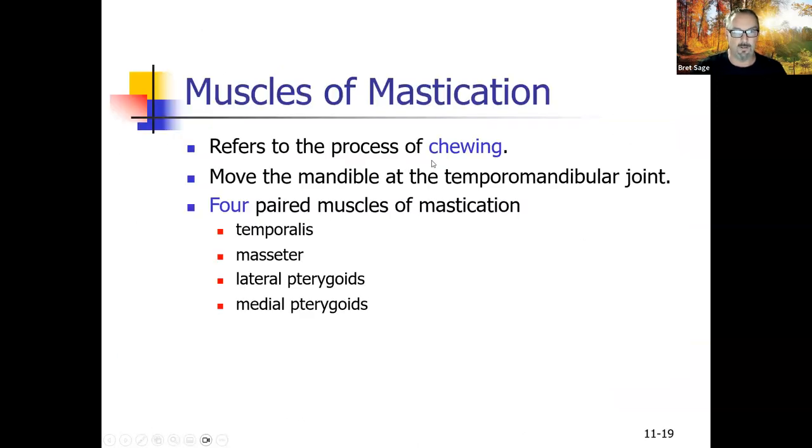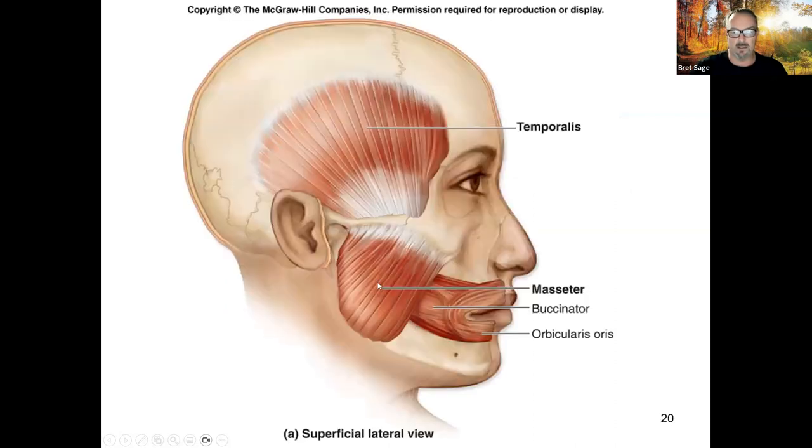Muscles of mastication refers to chewing. So mastication, chewing. They move the mandible at the temporomandibular joint. There are four pairs of muscles of mastication. Temporalis, side of your head. Masseter on your cheek. Lateral and medial pterygoids are more on the inside of your mouth. And you can't see the pterygoids here, but the two big major muscles of chewing are the temporalis and masseter.